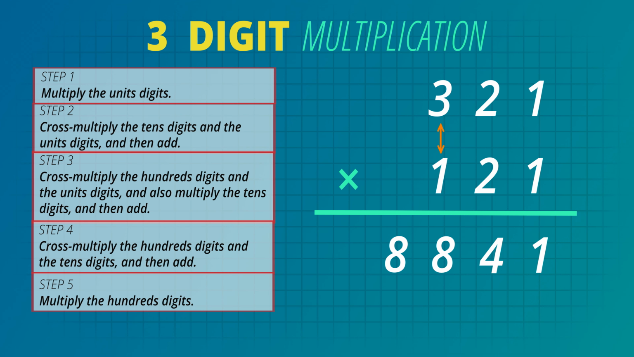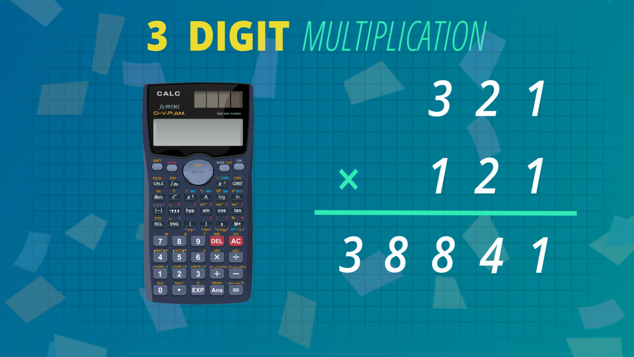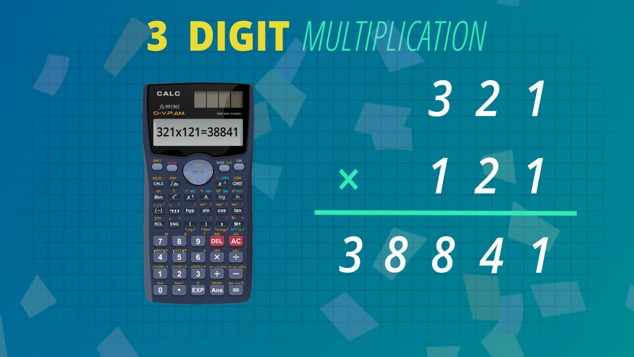In the fifth step, multiply the hundreds digits. 3 times 1 is 3. Write 3 in the answer. So 321 multiplied by 121 is 38,841. We'll check that with a calculator. Correct.